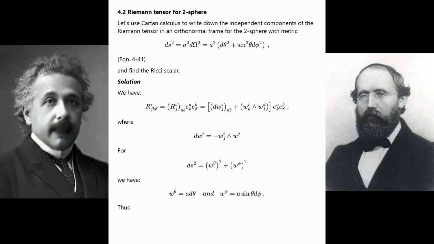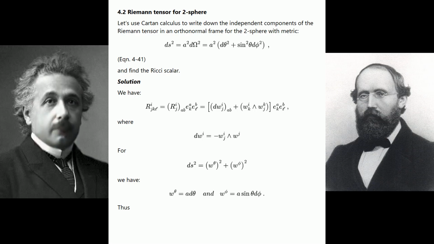For point 2, Riemann tensor for the 2-sphere, let's use Cartan calculus to write down the independent components of the Riemann tensor in an orthonormal frame for the 2-sphere with metric, equation 4-41, and find the Ricci scalar. Solution. We have, see the equations. Where, see the following group of equations.